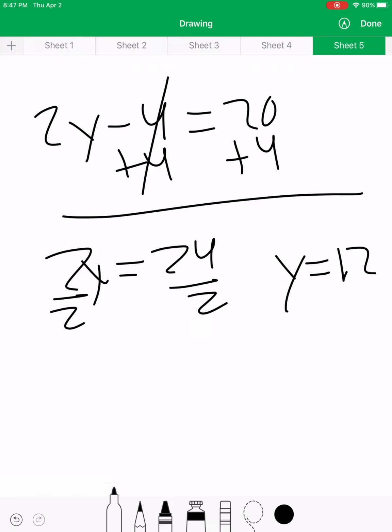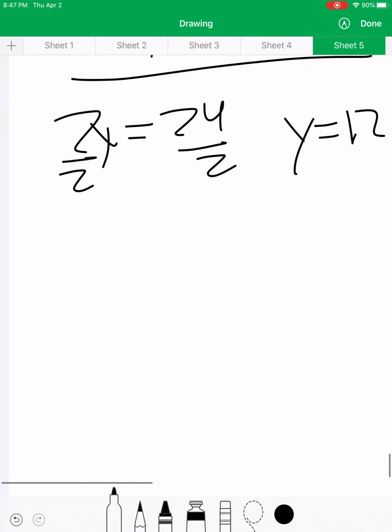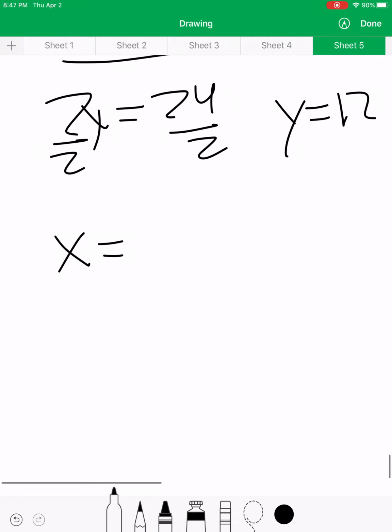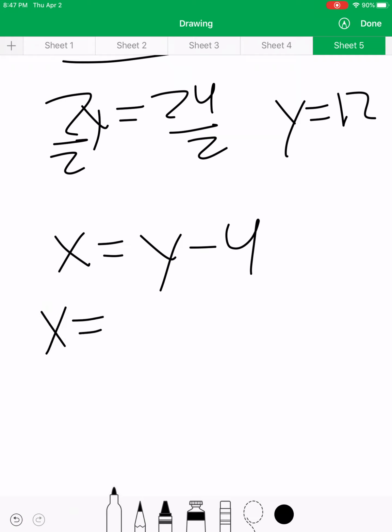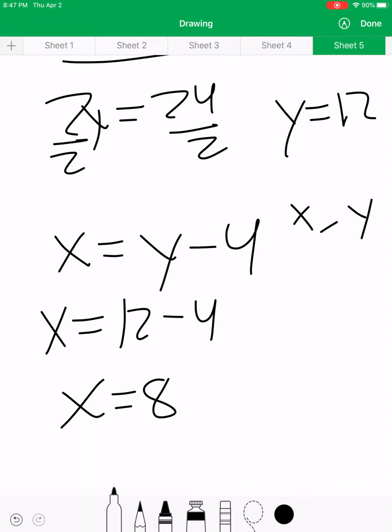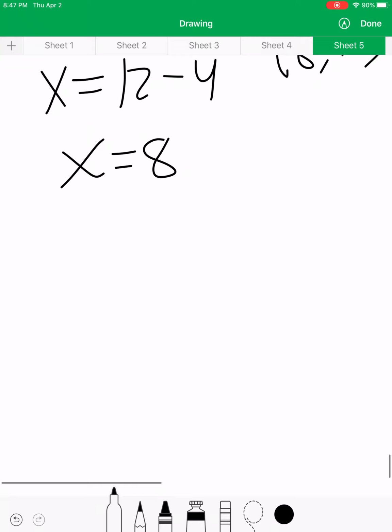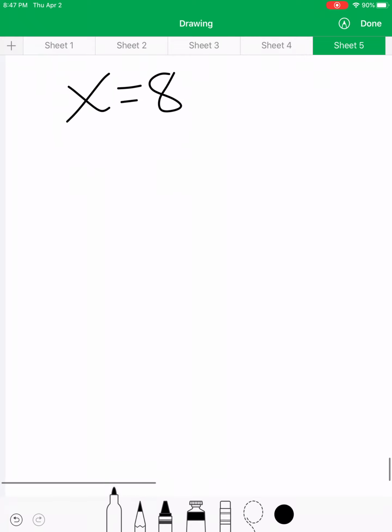Once you know what y is, take the solution of y and plug it into one of your original equations. I'm choosing the second equation. X equals y minus 4. Therefore, x equals 12 minus 4. Therefore, x equals 8. Ordered pairs are always written as x, y. Therefore, our answer is 8, 12. Final answer, number 14, sorry, I'm 1 off.